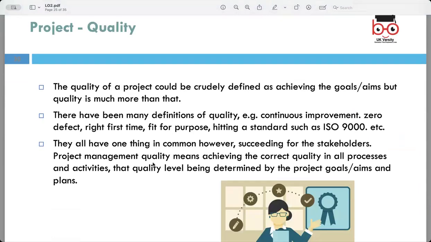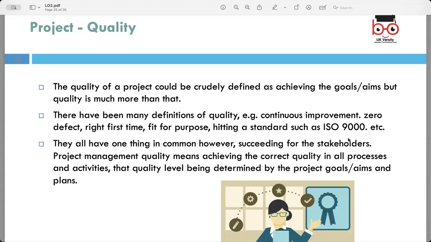Quality. Many people think quality simply means completing your project goals, but it is actually much more than that. Quality can be described in different ways, such as continuous improvement, zero defects, fit for purpose, or even achieving industry standards like ISO 9000. However, at the core of every definition is one main idea: delivering value to stakeholders. In your case, your main stakeholders might be your tutor or the organization you are studying.